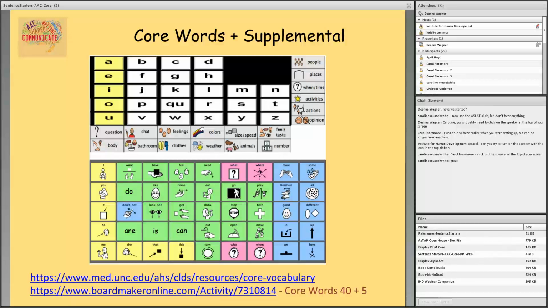So this is in your handout, and also if you're thinking that you like the Boardmaker display, then what you want to do is go to Boardmaker online and look for core words 40 plus 5 to download the Boardmaker version of this display so that you can make edits to it. I also recently uploaded core words 40 plus 5 no icons so that you can see this display without icons, for kids who are not using AugCom and you want to just be highlighting the words themselves, or when you're doing word study and the icons can be distracting.